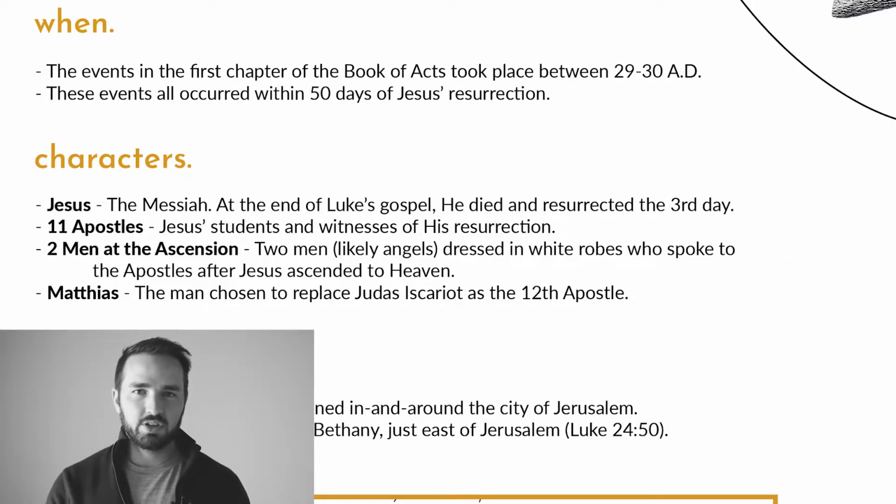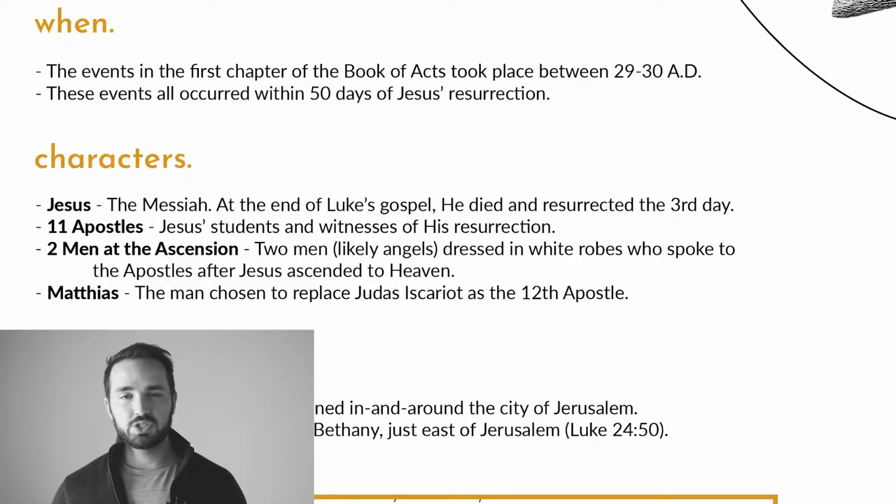Then we've got 11 apostles. These were Jesus' students, and they were going to be witnesses to his resurrection to the world. There's also mention of 2 kind of mysterious men. These men appeared next to the apostles at the Ascension, and they were dressed in white robes, and most people think that they were probably angels. And then we've got Matthias.